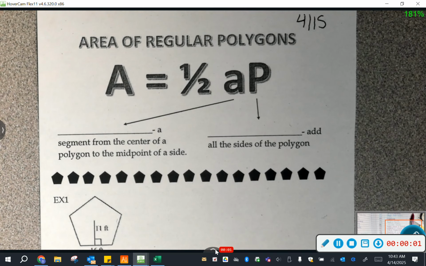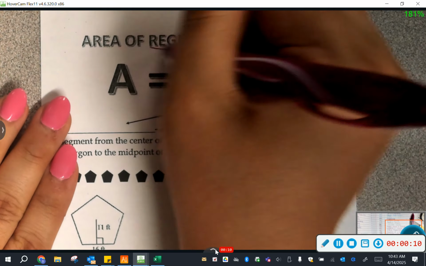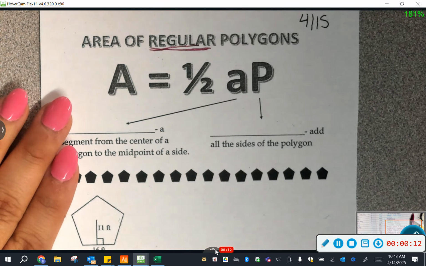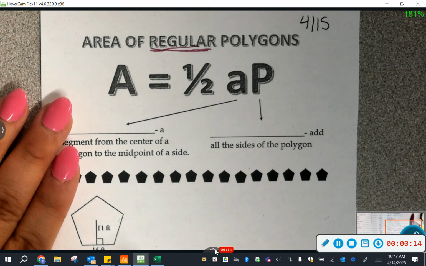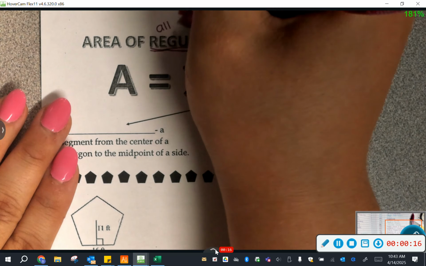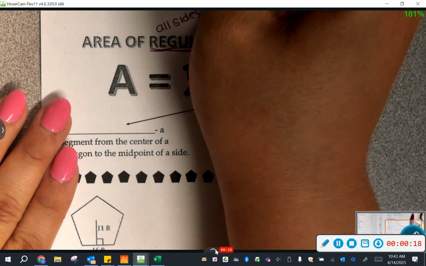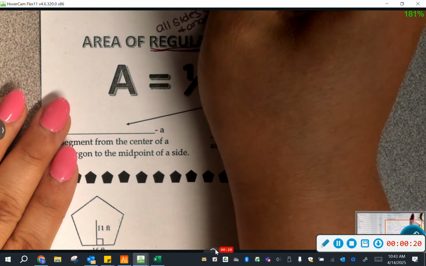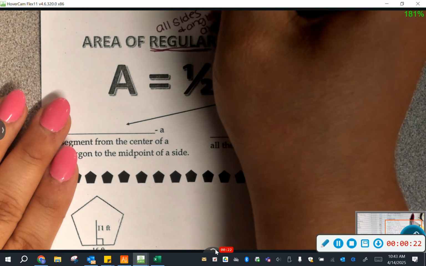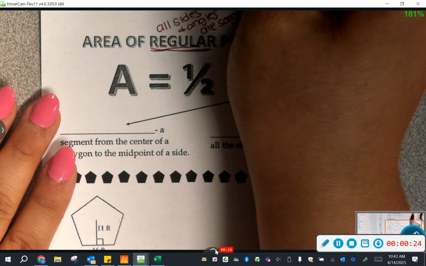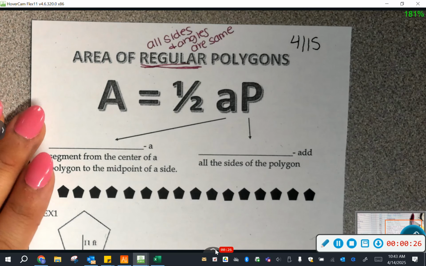Okay, this formula right here, you are going to use if you have regular polygons only. What is a regular polygon? What's regular mean, though? We learned this before spring break. All sides are the same. And actually, not only sides, but also angles. So this only works if all sides are the same.